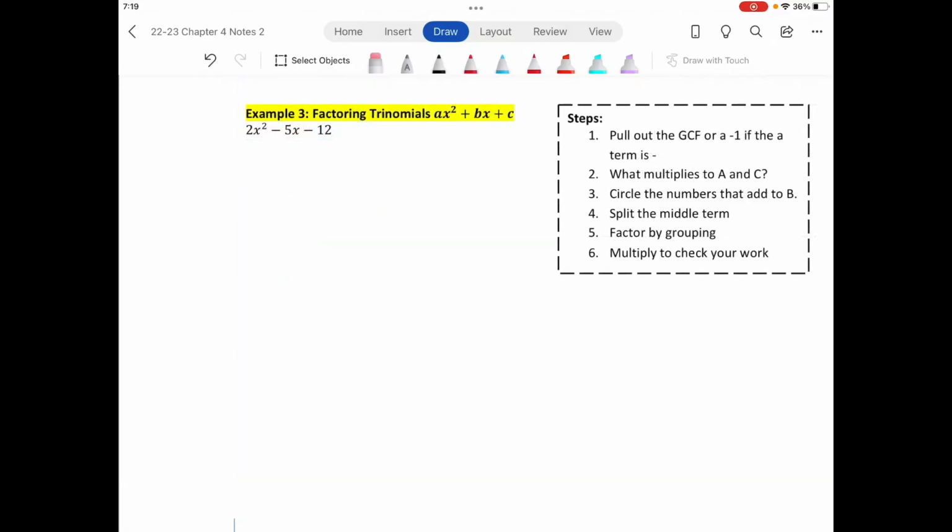Another method of factoring is factoring trinomials, and this occurs when we have 3 terms. First, we want to look to see if we have a greatest common factor. 2, negative 5, and negative 12 have no number in common, so we can skip to step number 2.